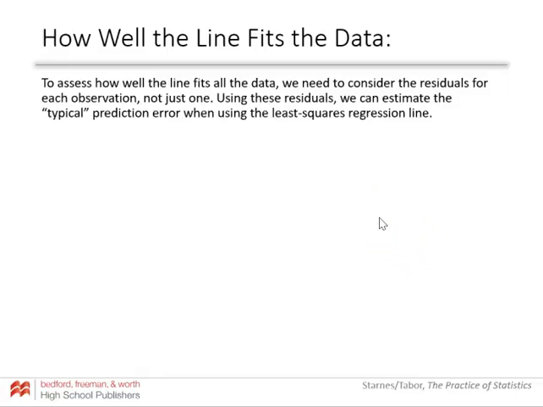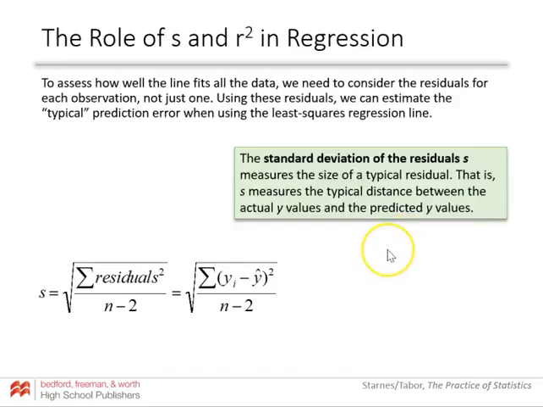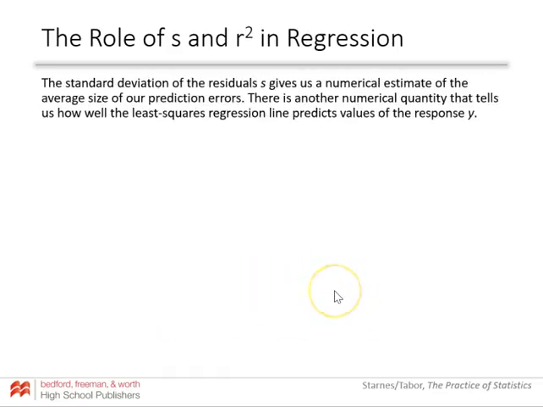There's also some numbers that we can look at to figure out exactly how well the line fits the data. There's two things that we look at. We look at the standard deviation of the residuals, which is S, and that is measuring the typical size of a residual. So it's kind of telling us how far our predicted values are away from the actual values on average. Again, here's a formula, not something you're going to be asked to calculate. You're going to be asked to interpret it, but not calculate it.